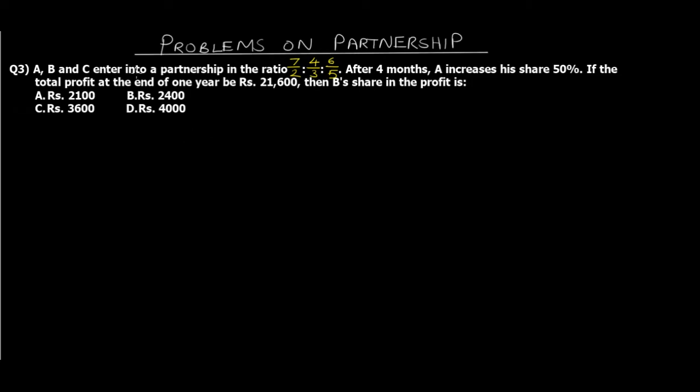A, B and C enter into a partnership in the ratio 7/2 is to 4/3 is to 6/5. After 4 months, A increases his share 50%. If the total profit at the end of 1 year is rupees 21,600, then B's share in the profit is.